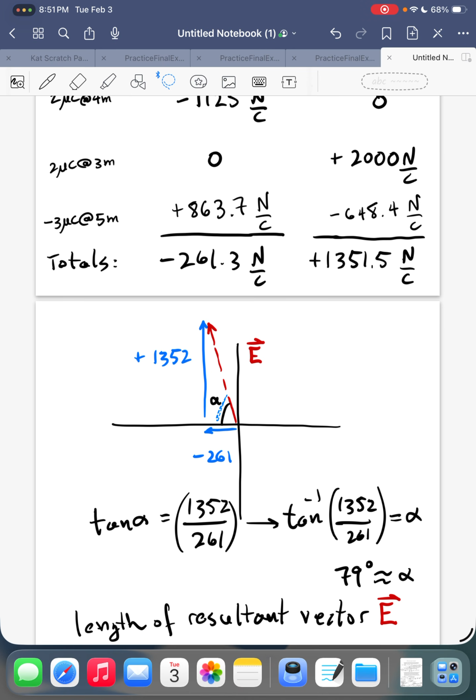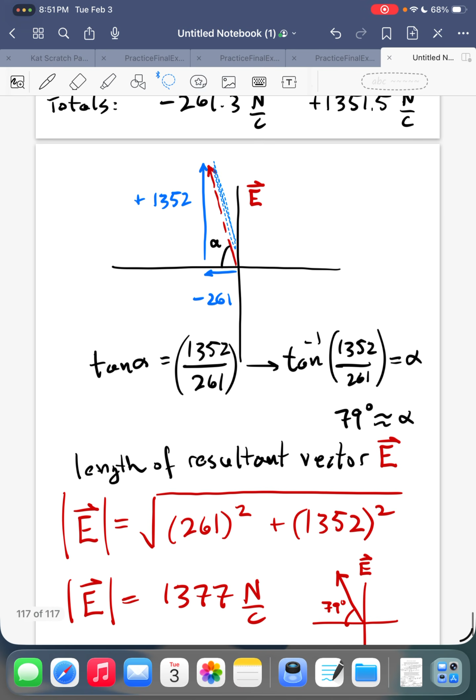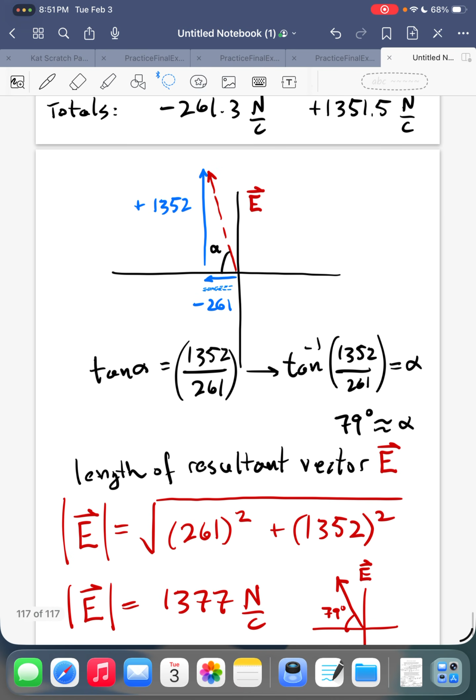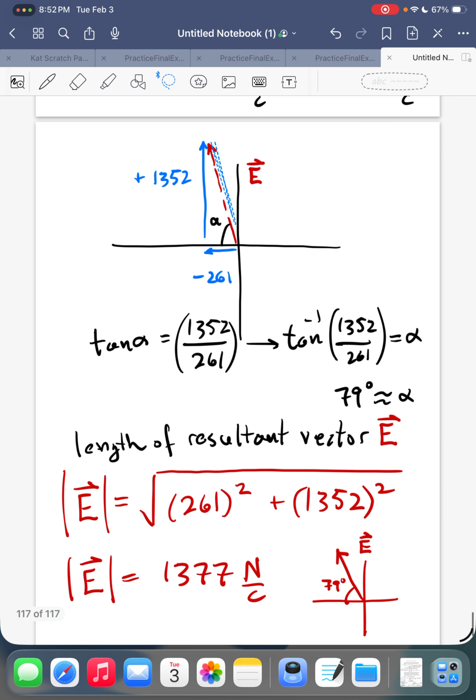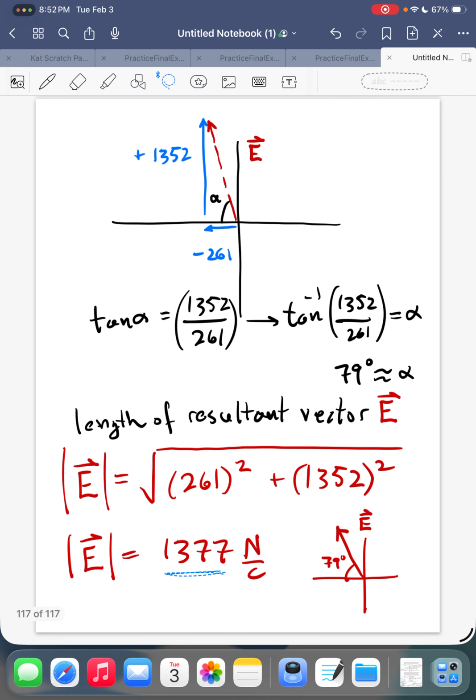So that's the angle of this thing, but what is the length of this vector? We have to use the Pythagorean theorem. We know that 261 is one of the sides. We know that 1352 is the other side. We want to calculate the length of the hypotenuse. So we just put these in, square them, add them together, and then take the square root. And if you do that, it's 1377. So overall, the electric field starts at the origin and goes up like that. It's got a magnitude of 1377 newtons per coulomb. It's at an angle of 79 degrees from the negative x-axis, or 101 from the positive x-axis.